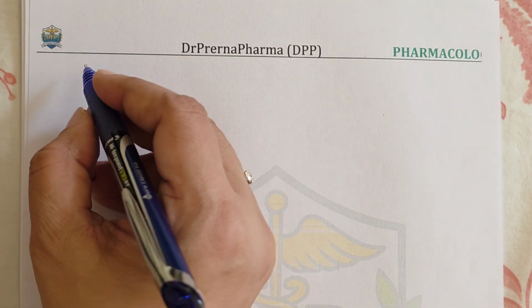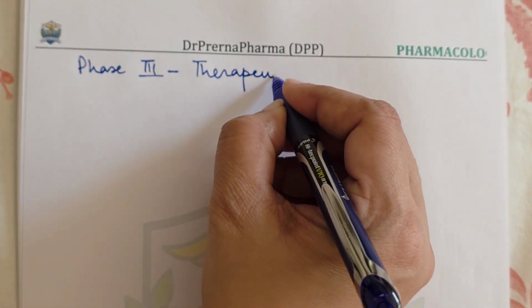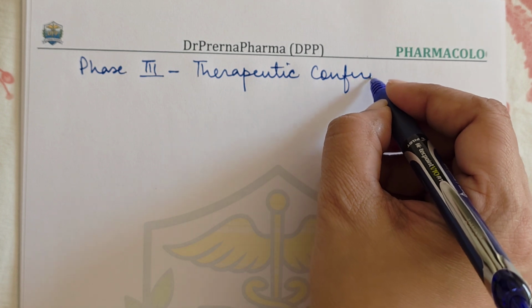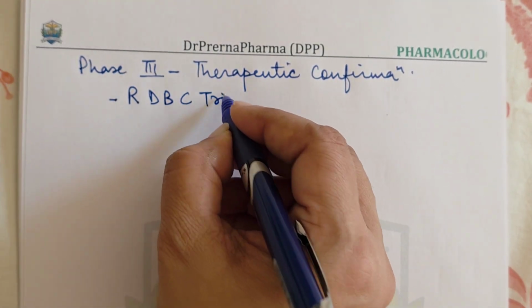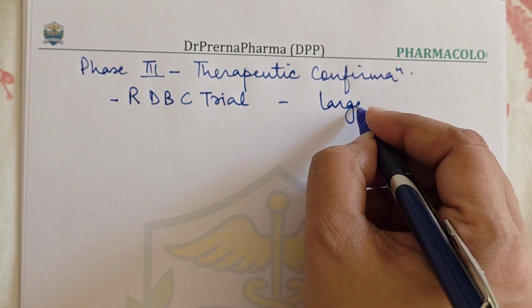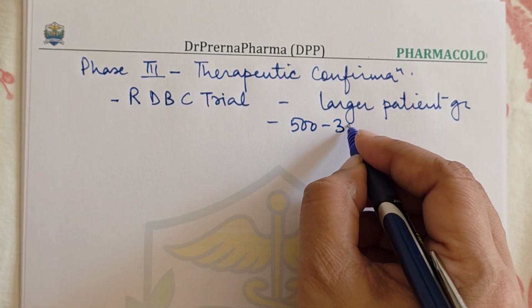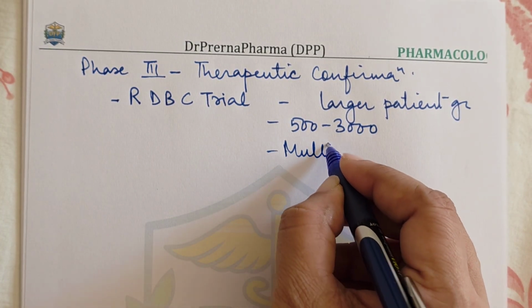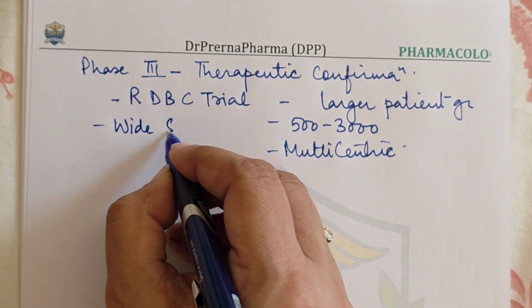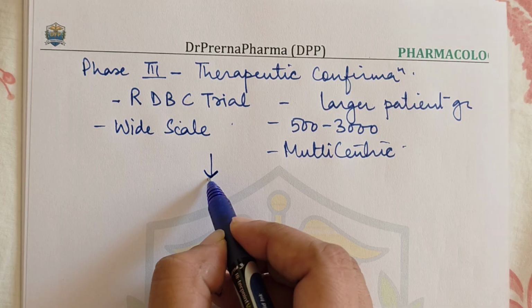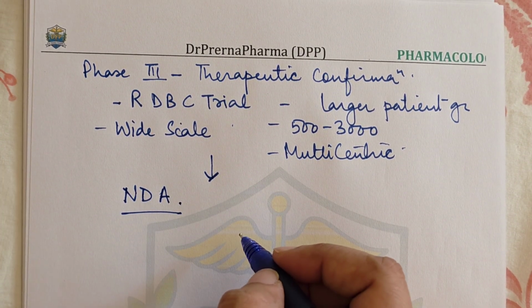So coming to phase 3, it is called a therapeutic confirmation study. This is a randomized double-blind controlled trial done on a large patient base, a larger patient group of around 500 to 3000, and it is a multicentric study. So it is done at various centers. Phase 3 is done on a wide scale, and once the drug is found to be efficacious in phase 3, then an application is given to regulatory authorities, which is called a new drug application.